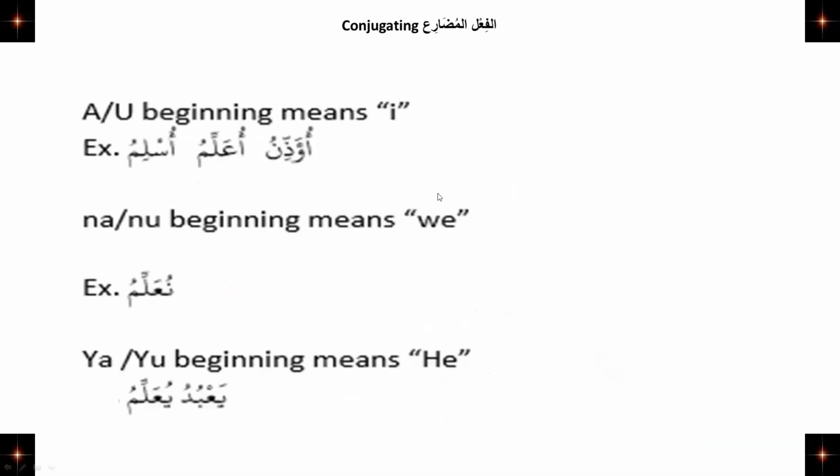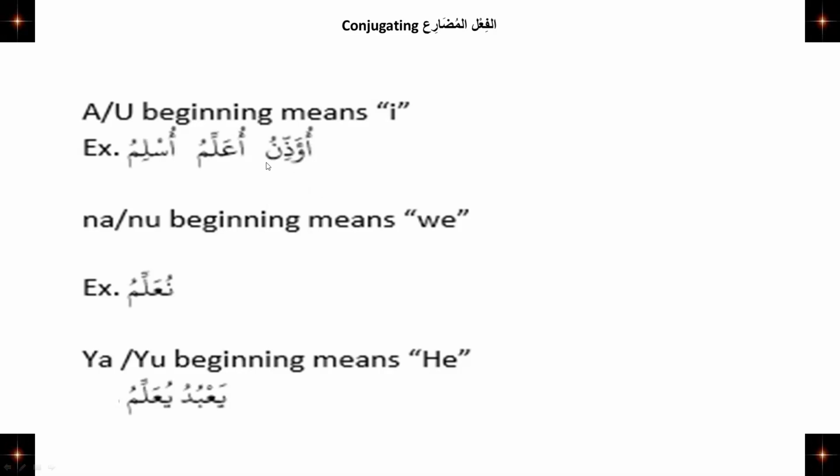Conjugation clues here also again. The a and u. You remember the a and u? That is the beginning, which means I. So u'adhdhinu, u'allimu, or a'lamu, or a'dhdhinu, or aslimu, and so on. That one is for I. So anytime you see u, or akulu, adhhabu, amshi, it is for I.